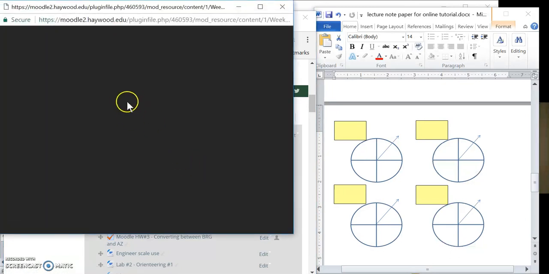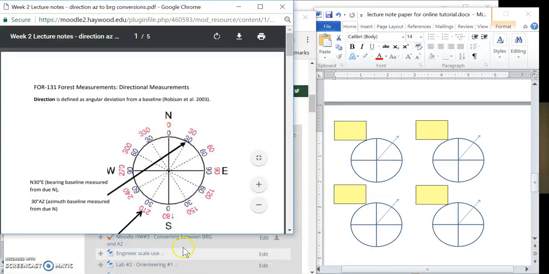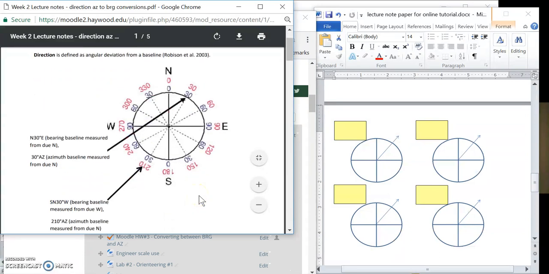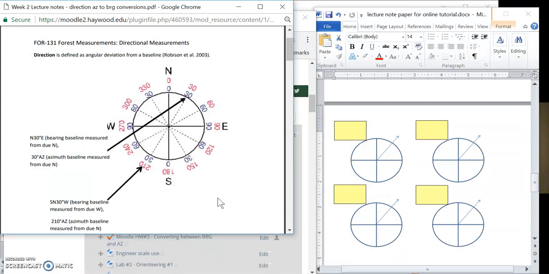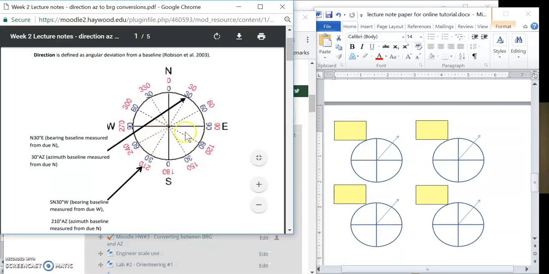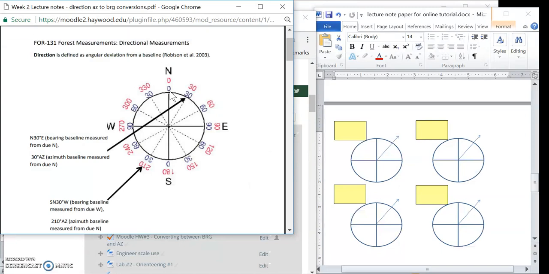So let me open this up. It's basically just a Word document, a PDF, and this is just describing what direction is. What I've provided here is a compass rose with north always pointing to the top of the paper, south to the bottom, east to the right, and west to the left. It's usually how we orient maps. What I've given you here are both bearing and azimuth gradations on this.